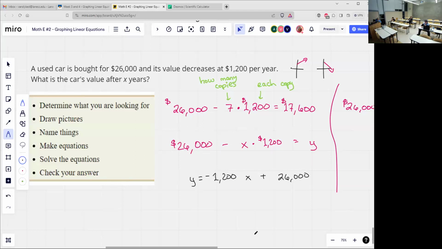Questions about this one? The negative can be confusing. Will it be wrong if? Never mind.